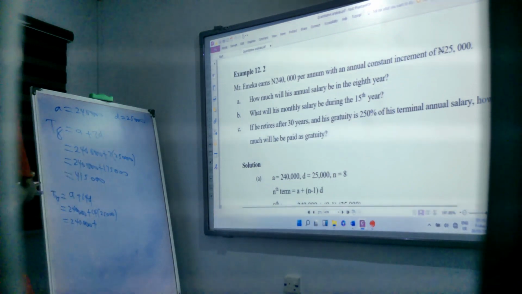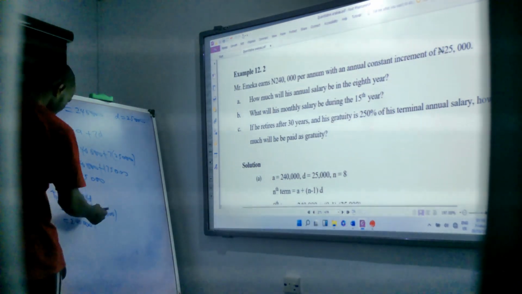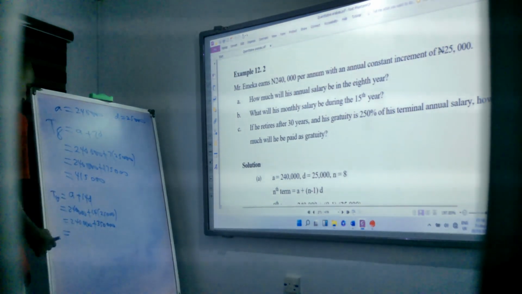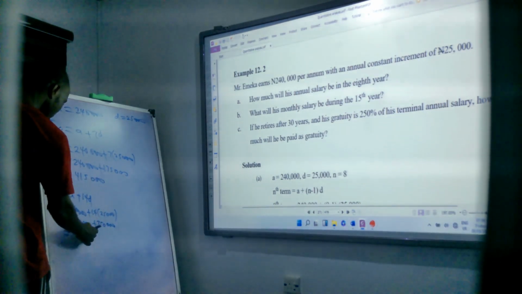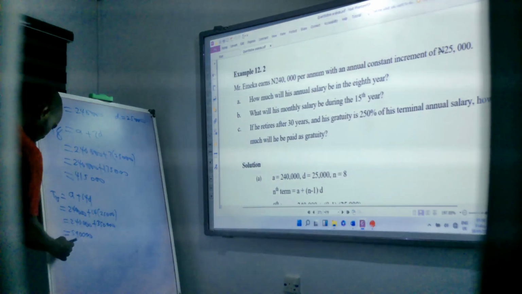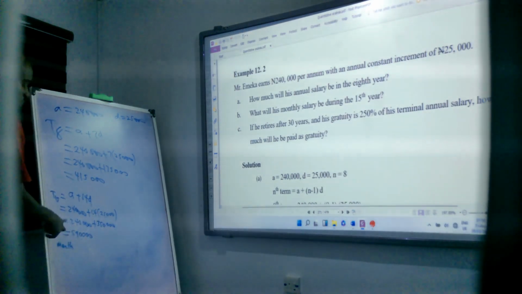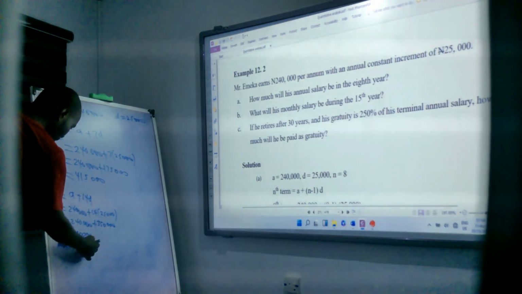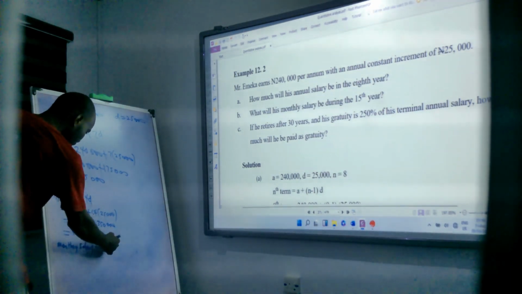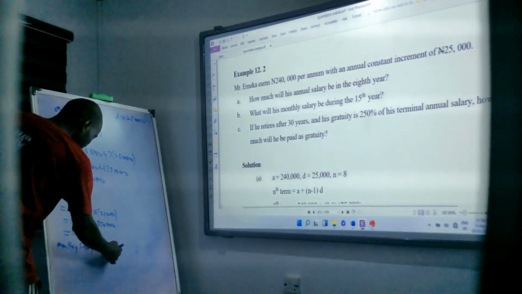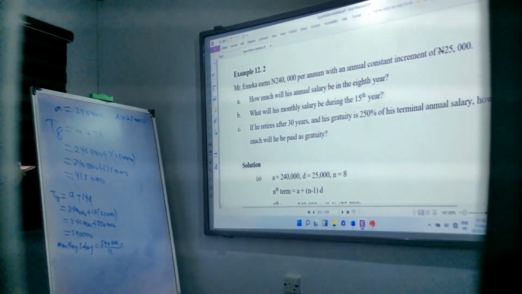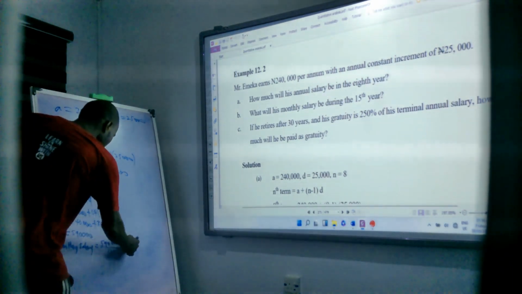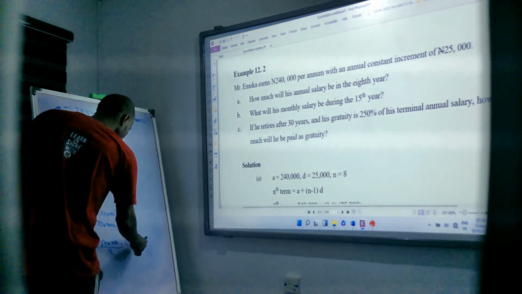The first year, 240,000 will be his pay. Second year it will be increasing. Third year it will increase also by 25,000. So plus 350,000, because 14 times 25,000 is 350,000. So his pay now will be 590,000 in the 15th year. This is the annual pay in the 15th year. So monthly salary or pay is equal to 590,000 divided by 12. So we divide that by 12.